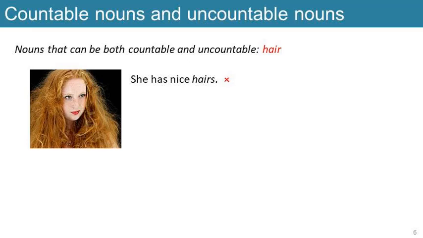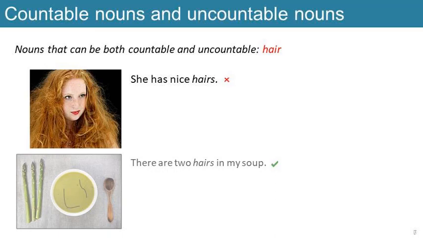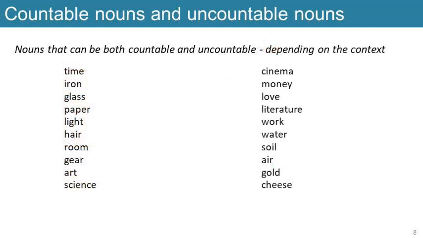But some nouns can be countable in one context and uncountable in another context. One example is the noun hair. In the context where hair refers to all the hair on the head, then the word is uncountable. So, she has nice hairs is ungrammatical. But in the context where hair refers to one or more single strands of hair, then the word hair is grammatically and in reality countable. For example, there are 2 hairs in my soup. Here are more nouns that are countable or uncountable depending on the context.